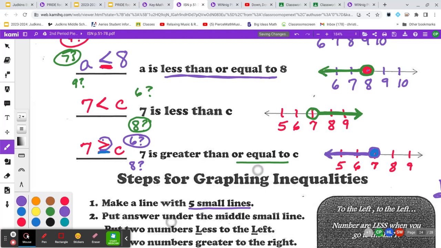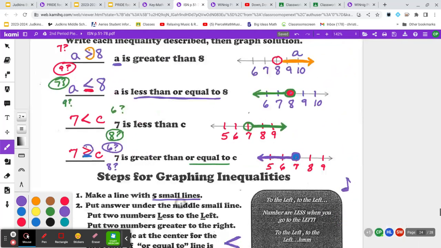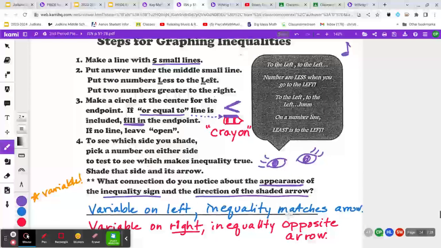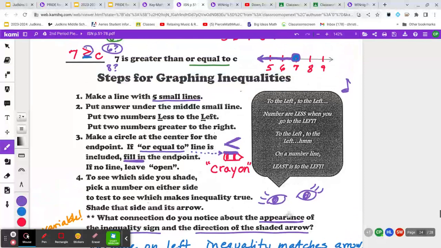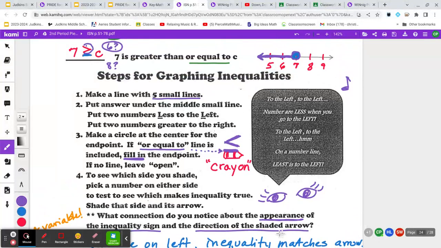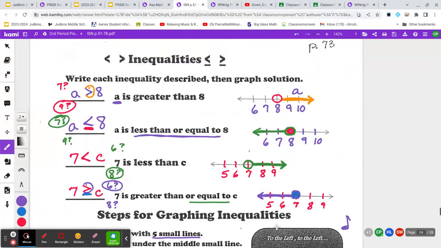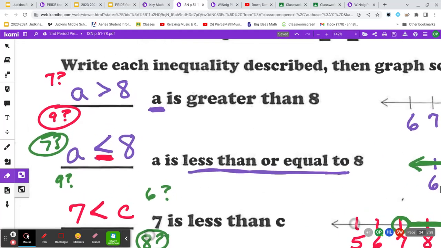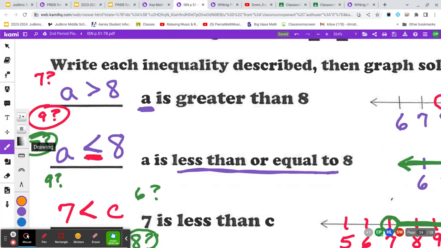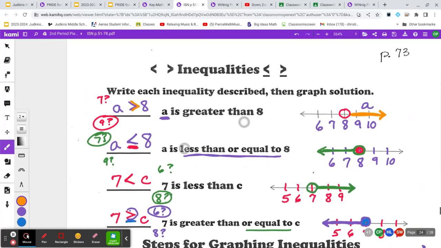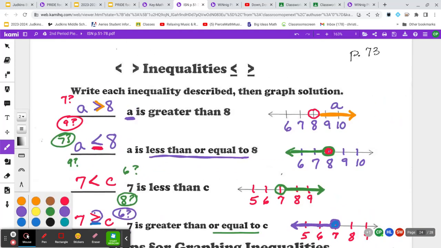Now, did anybody notice something special about this last question? What connection do you notice about the appearance of the inequality sign and the direction of the shaded arrow? Let's take a bright color like orange. Here, the inequality sign is this direction. It's pointing to the right. Look at the arrow shading. It is also pointing what? Use your pen and your highlighter, please. It's pointing to the what? Right. To the right. They match.